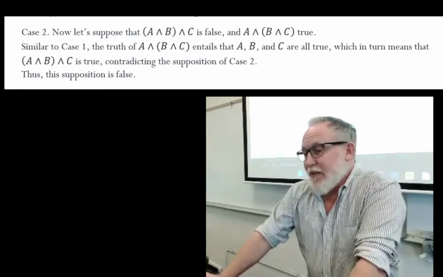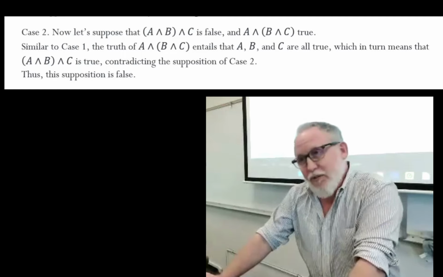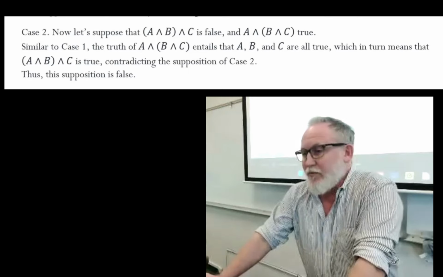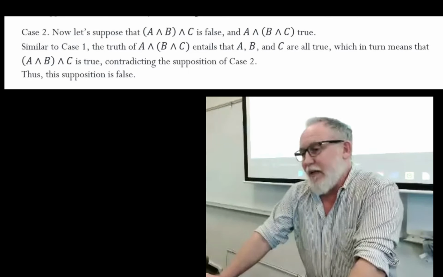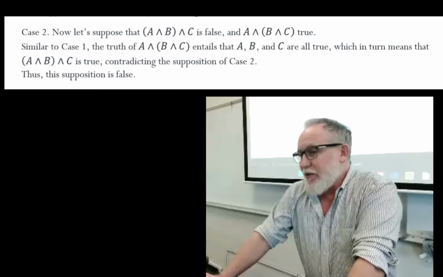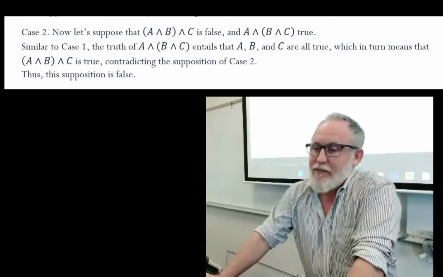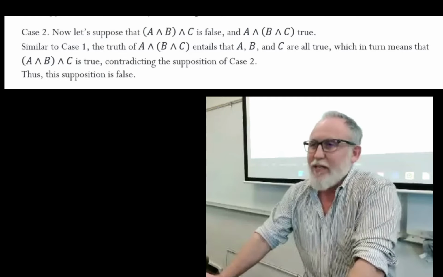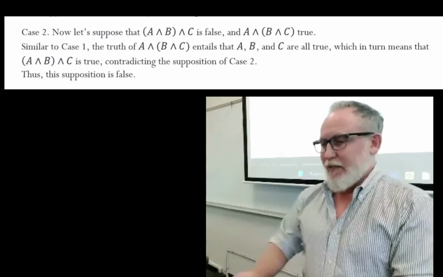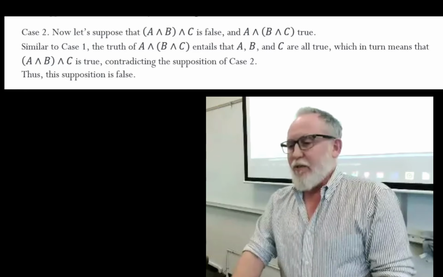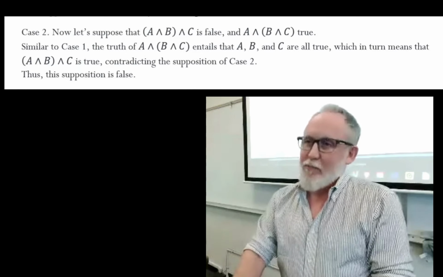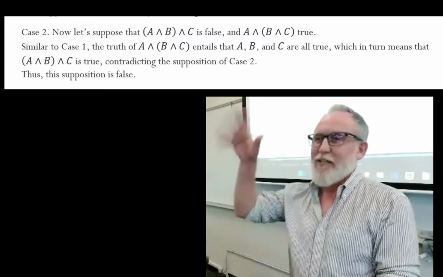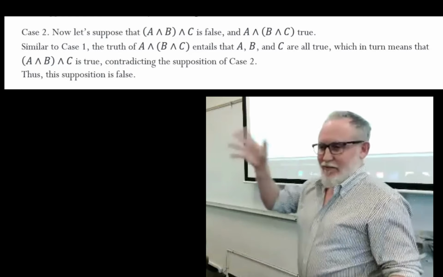And then case 2, now let's suppose that the first one is false, second one is true, so the other way around. Similar to case 1, the truth of A and both B and C entails that A, B, and C are all true, which in turn means that both A and B and C is true, contradicting the supposition of case 2. So it's basically the same thing all over again. We say similar to case 1 or similarly, and that's a kind of convention. This is where you truncate things. It's just the same thing as case 1, just flipped around. Okay.